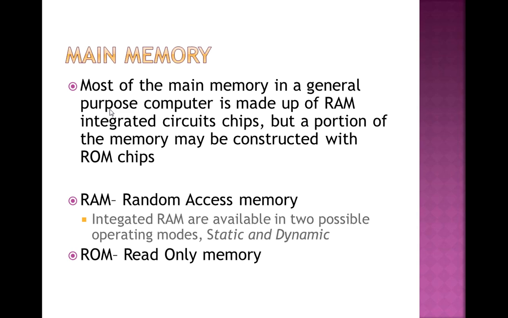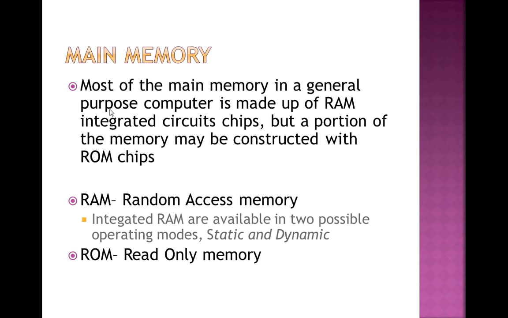This is the main purpose, or it is a general purpose computer that is made up of RAM integrated circuit chips, but a portion of memory may be constructed with ROM chips. That is, a computer is made up of multiple RAM chips, but some chips are ROM chips. So main memory is divided into two parts, that is RAM and ROM. RAM is random access memory and ROM is read-only memory.